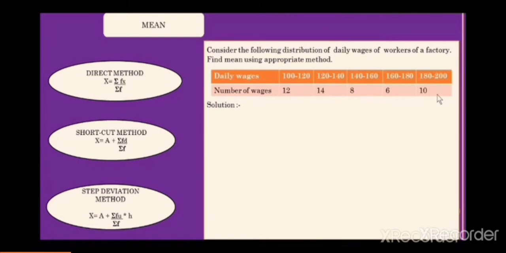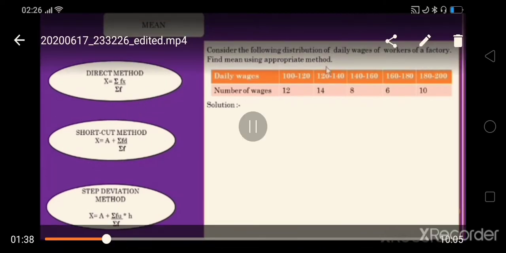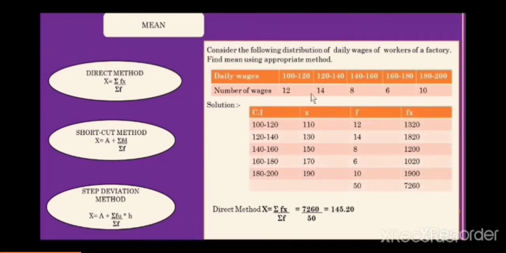Here we are going to learn three methods for finding the mean for grouped data. What are the methods? The first method is called the direct method, and the second one is called the shortcut method, step deviation. Let me see the direct method. You learned the direct method already in class 9. So you know the CI is the class interval, 100 to 120 is given here.